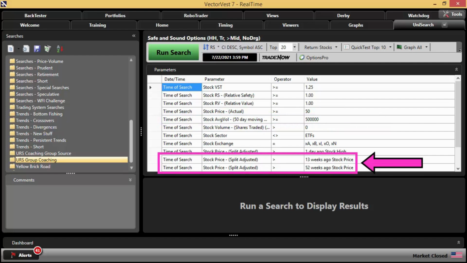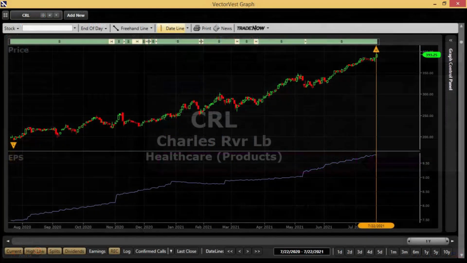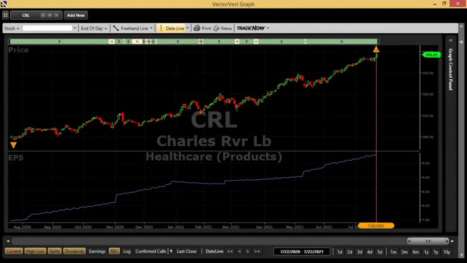Lastly, I'm going to add 2 more fields, and what these do is they add my 1 year and my 3-month higher highs. And when you combine all that together, you're going to find stocks that look like this. Notice the price pattern and notice the earnings pattern. Stair step up, beautiful stock.